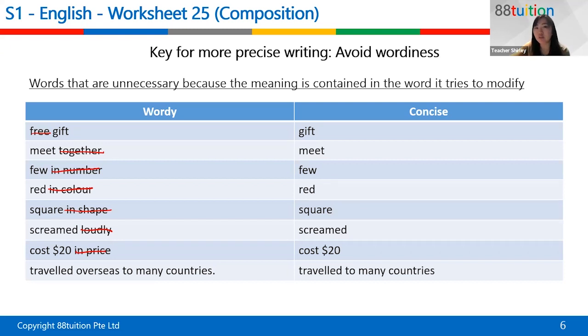Okay. Traveled overseas to many countries. Overseas is redundant because when you travel to many countries, doesn't it suggest to you that you're going overseas? Right? Because many countries other than Singapore, any countries that we visit is basically overseas. Right? So travel overseas, that's redundant.